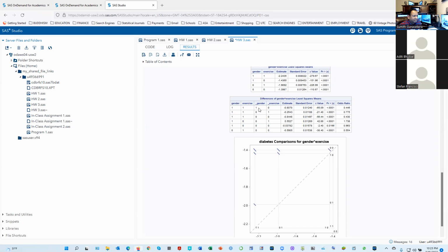Male, female, male, female, exerciser to non-exerciser. Yeah, that's right. Okay. So we have all the combinations over here.